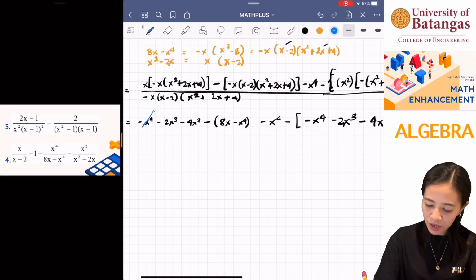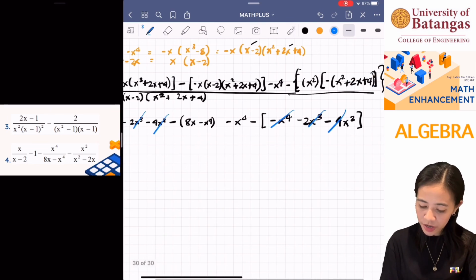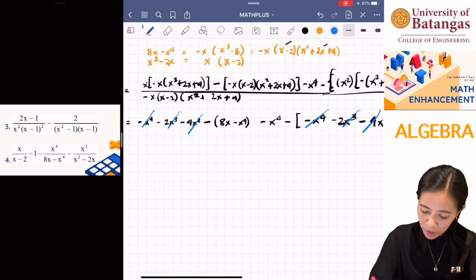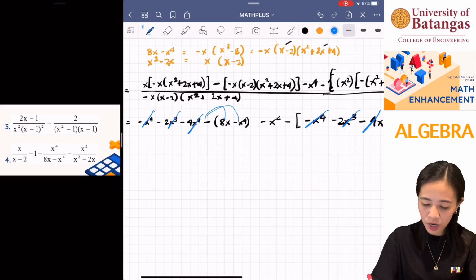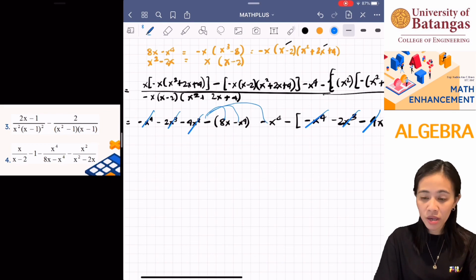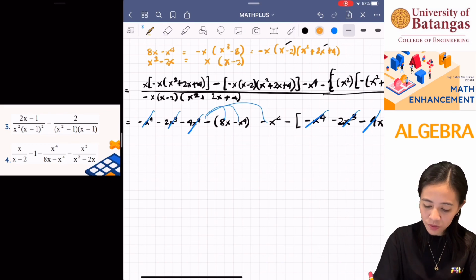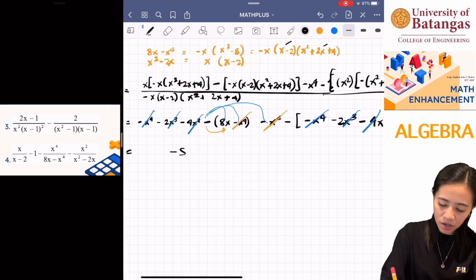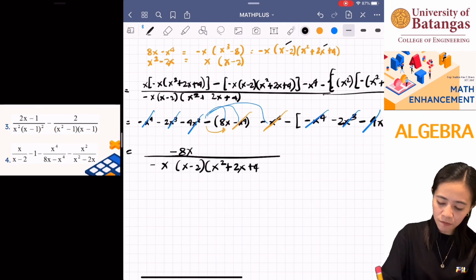So, this will be cancelled. This is cancelled. This is cancelled as well. Di ba? Tapos, you have negative 8x, positive x to the fourth, and negative x to the 4th, which makes x to the 4th cancelled also. So, 'to. So, matitira sa'yo ngayon, negative 8x na lang in the numerator. So, let me write that as negative 8x, and then let me copy the denominator. That would be negative x times x minus 2 times x squared plus 2x plus 4.